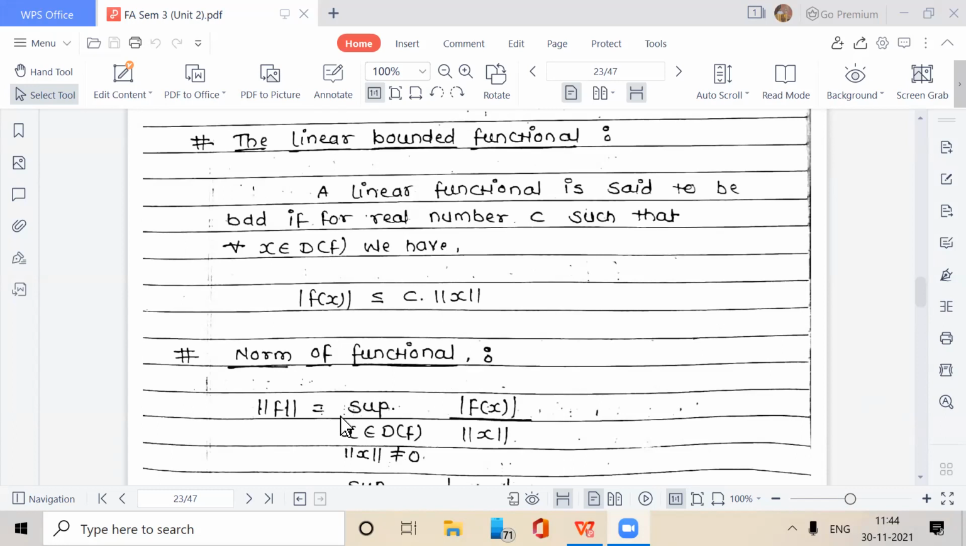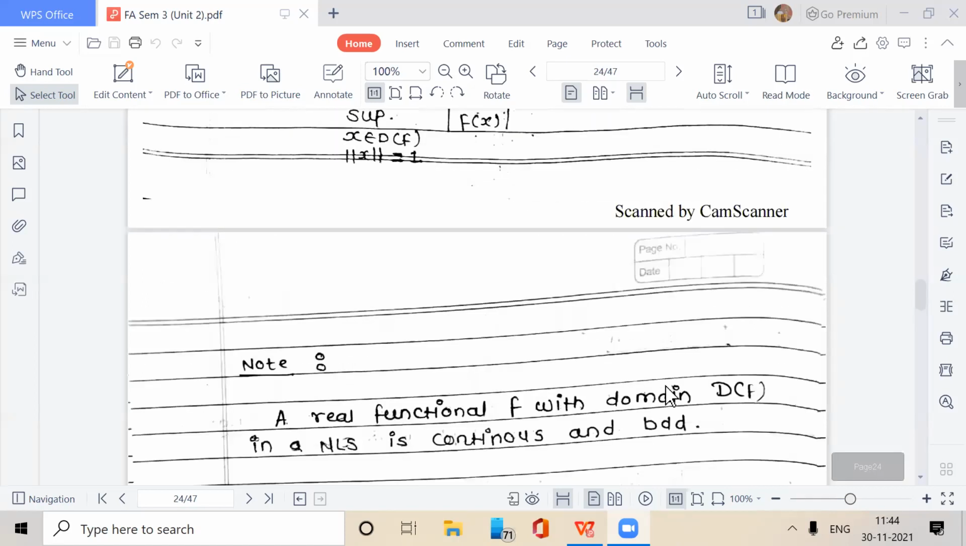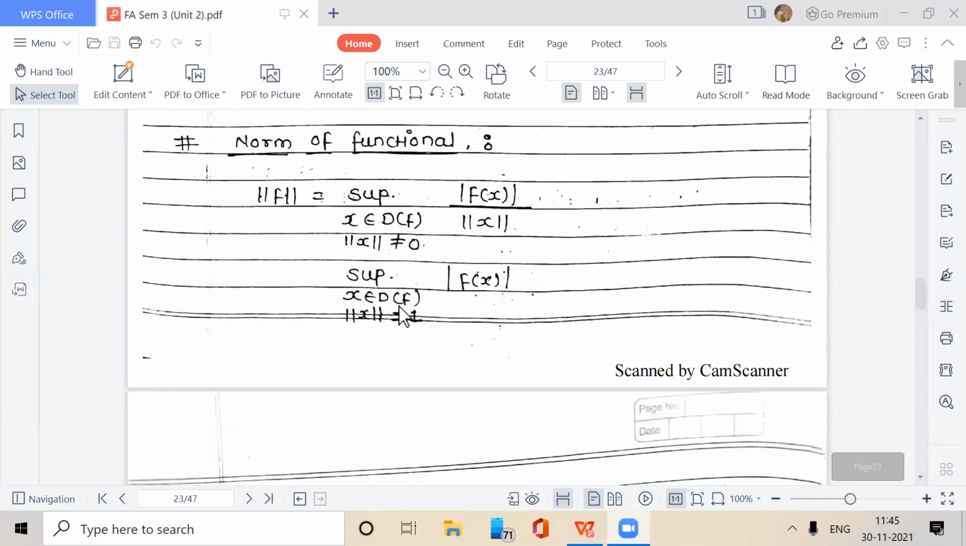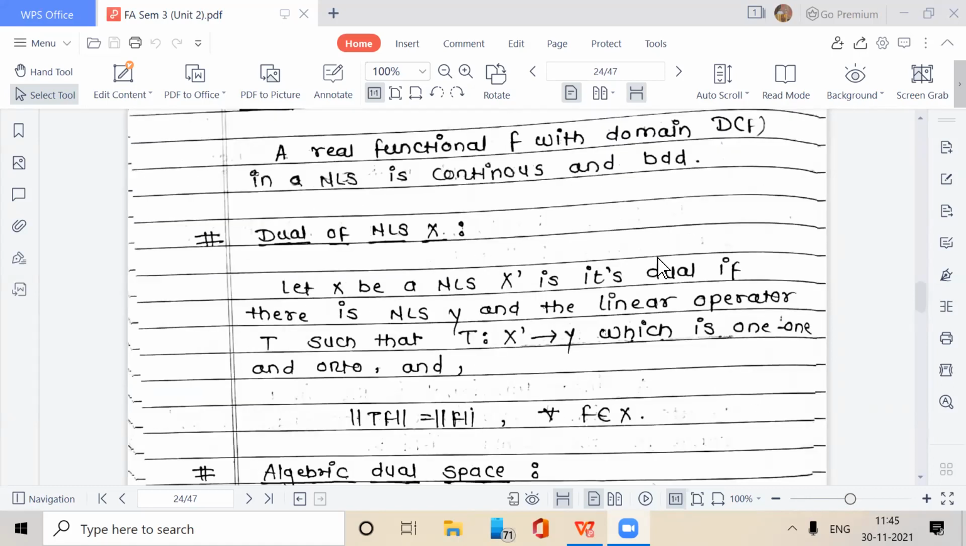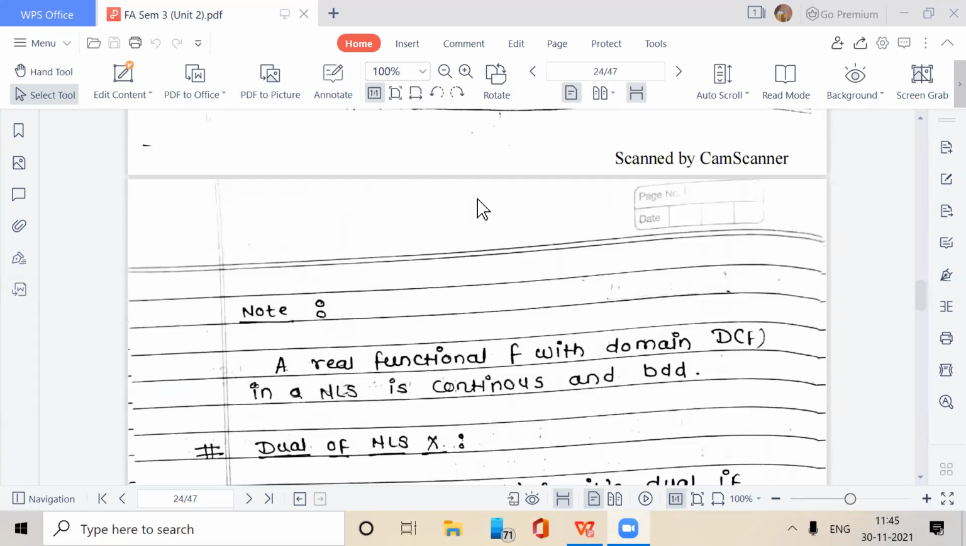Norm of a functional. All the definitions are similar to those for linear operators. Norm of f is equal to the supremum over x belonging to the domain of f, norm of x not equal to 0, of mod of f of x upon norm of x. Another formula: supremum over x belonging to the domain of f, norm of x equal to 1, of mod of f of x. Here is a note: a real functional f with domain of f in a normed linear space is continuous if and only if it is bounded.